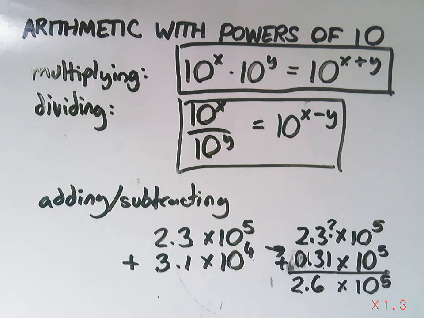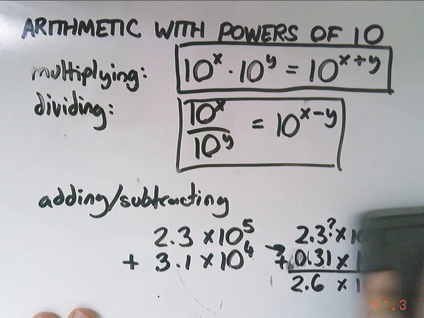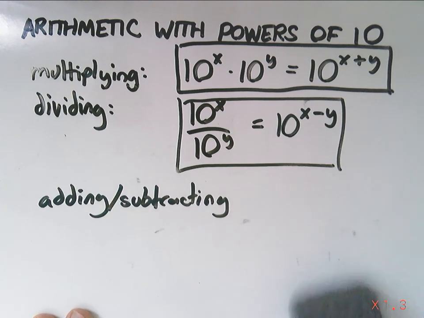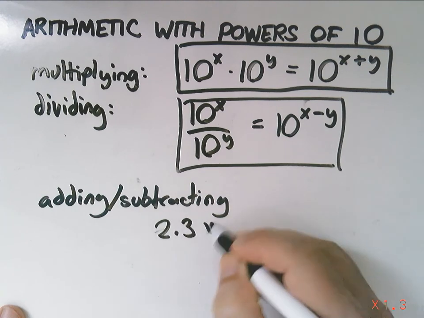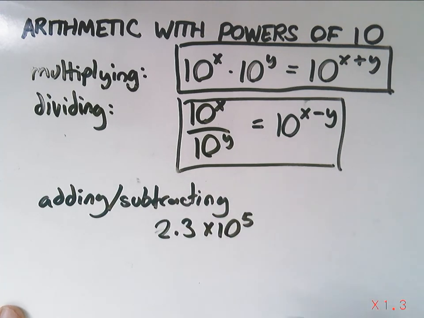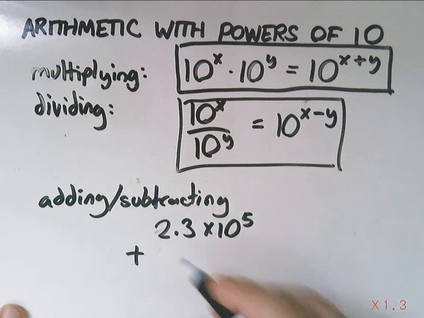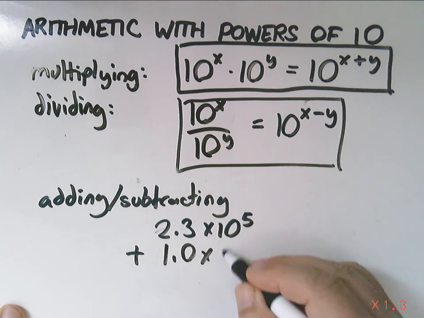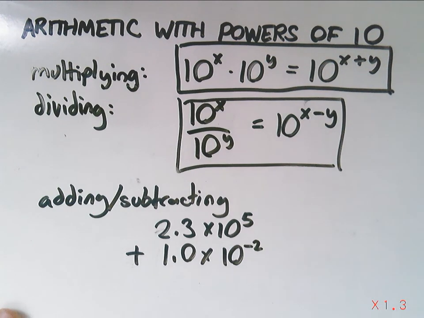Now, if you add a very small number into a very large number, in other words, if the powers of 10 are much different here, you can see something surprising happening with significant figures. Let's try one like that. And it's something that can save you some work. So suppose I have 2.3 times 10 to the 5 again, and I want to add to that, let me see, 1.0 times 10 to the minus 2. So I want to add those two together.